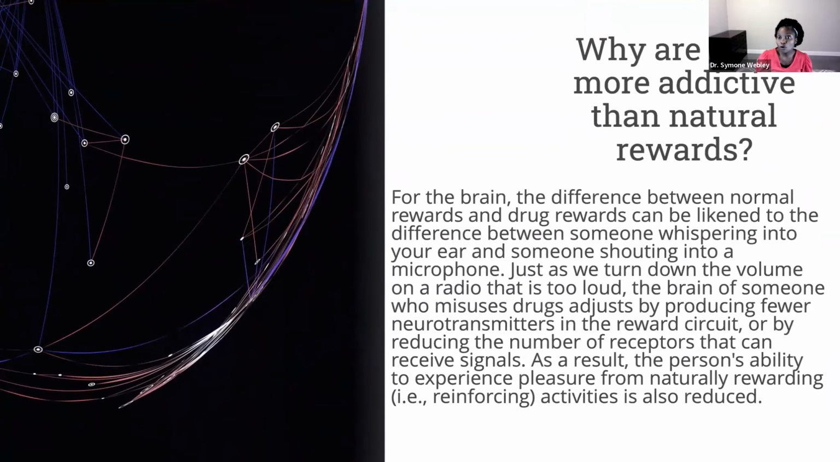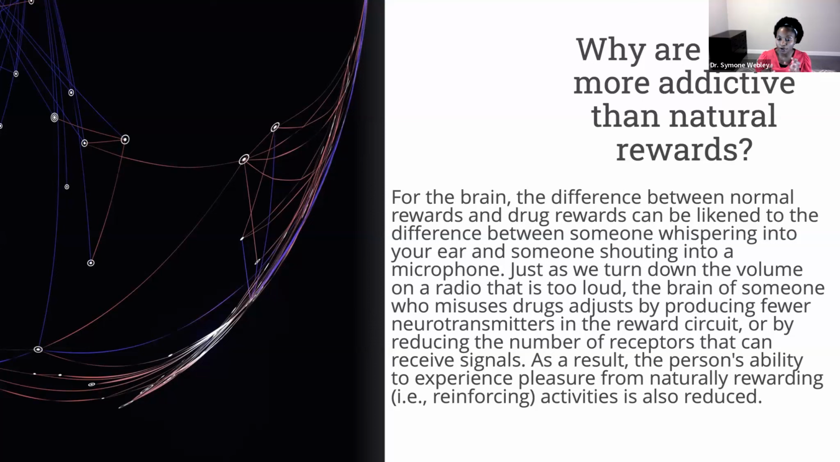So why are drugs more addictive than our natural rewards? For the brain, the difference between normal rewards and drug rewards can be linked to the difference between someone whispering in your ear and someone shouting into a microphone. Just as we turn down the volume on a radio that is too loud, the brain of someone who uses drugs adjusts by producing fewer neurotransmitters in the reward circuit, or by reducing the number of receptors that can receive the signal. So the bigger the flood of those chemicals that hit the receptors, the brain says, well, there's so much of it, I don't need as many receptors. So it diminishes the amount of receptors.